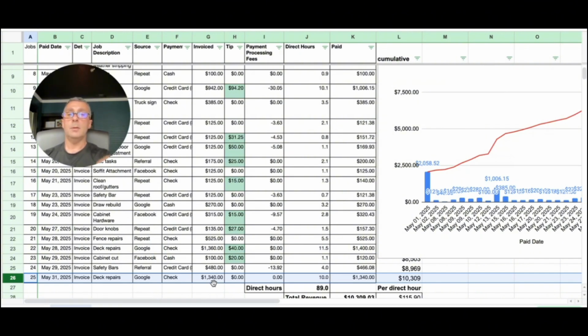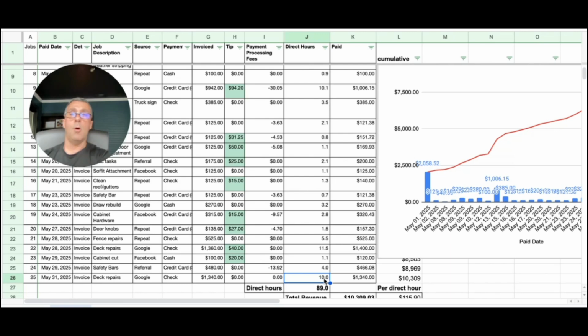So what you might notice here with my deck jobs is I'm getting a little bit more expensive on these jobs because I've kind of learned my lesson on the amount of time and the amount of hassle that these jobs are. This job is simpler than the last one that I did, but I've got to make it worth my time. So I have estimated 10 hours here. I think I'm going to be able to do this one in about 6 hours, but that's 6 hours on site.